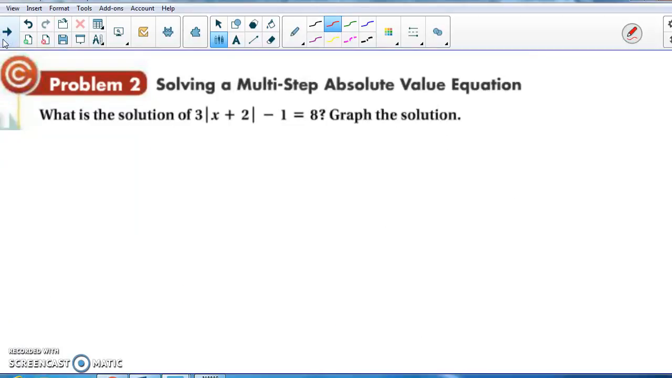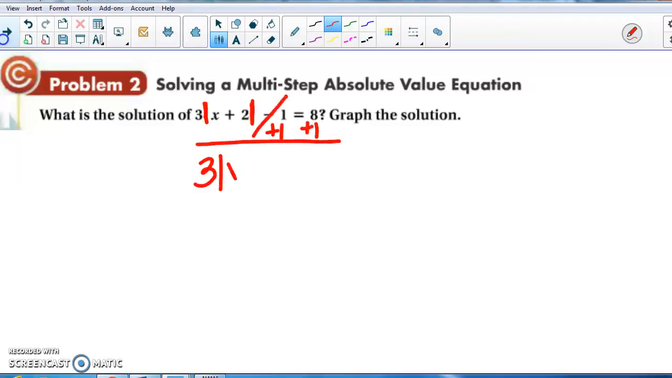Solving a multi-step absolute value equation. So here we need to isolate our absolute value first. So this is our absolute value. And before we split it up into two equations, get that by itself first. So I'm going to add 1.